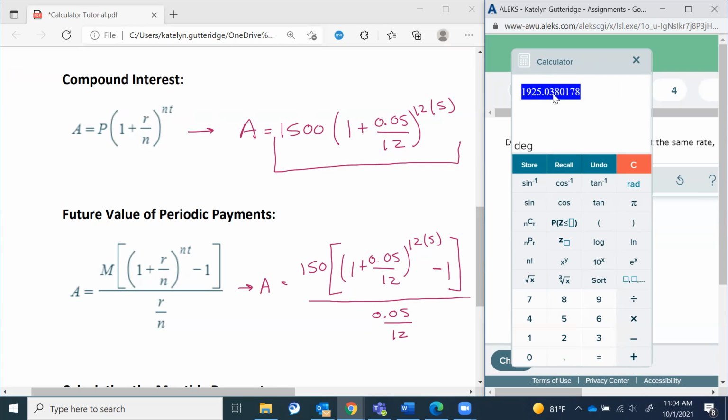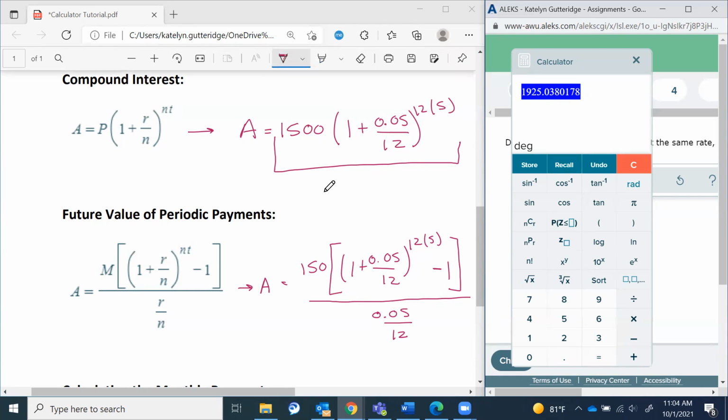When you get this final answer, you're going to look at ALEKS, look for where they want you to round it, and then at this point, you round. What you cannot do, you cannot piece this apart. So do not do 1 plus 0.05 over 12, write that down, round it, then do your exponent, then multiply. Do not do that. You should have the entire thing written out in your calculator like this, and then hit your equal sign, and then round according to the directions in ALEKS.